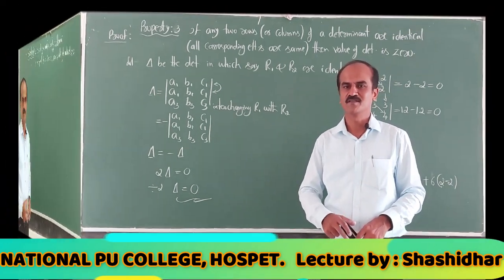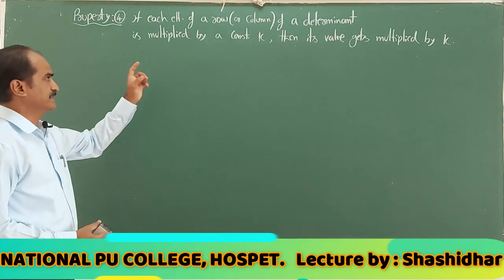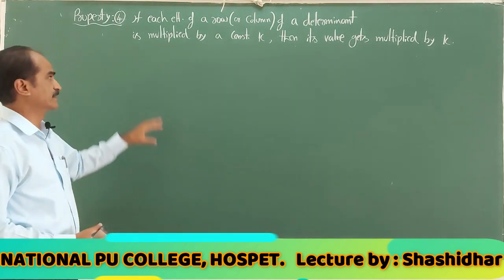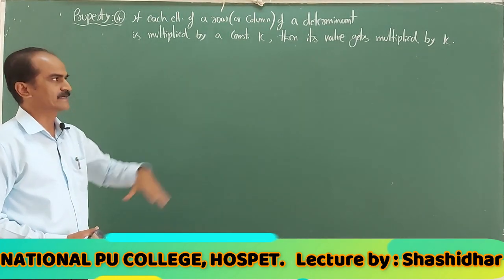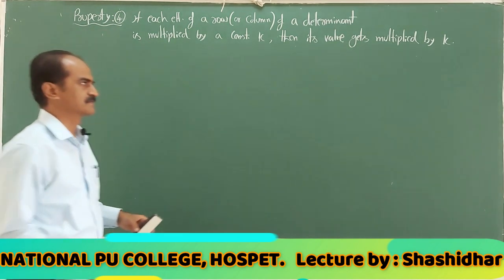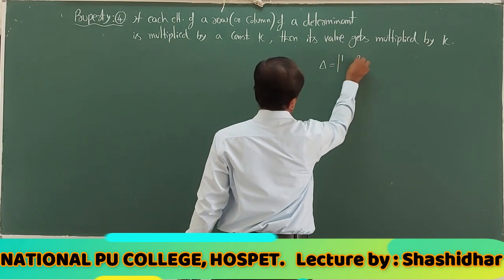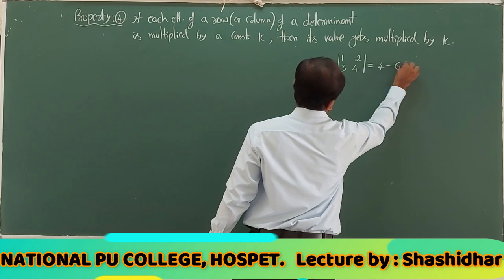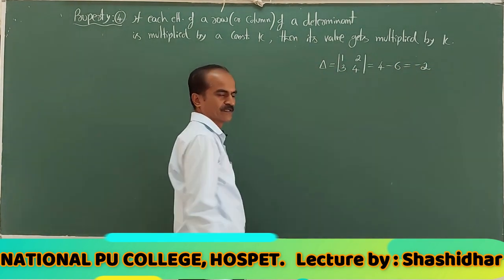Now we will move on to the next property. Property 4 says, if each element of a row or column of determinant is multiplied by some constant, say k, then its value gets multiplied by k. Let us understand this. Say I take delta, determinant of order 2, whose elements are 1, 2, 3, 4, the value of determinant is -2.